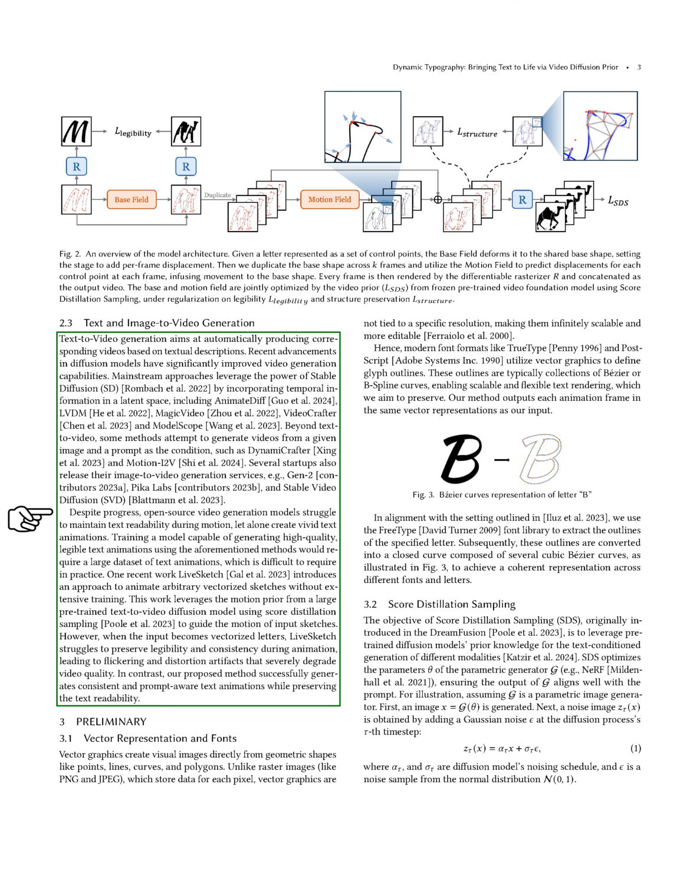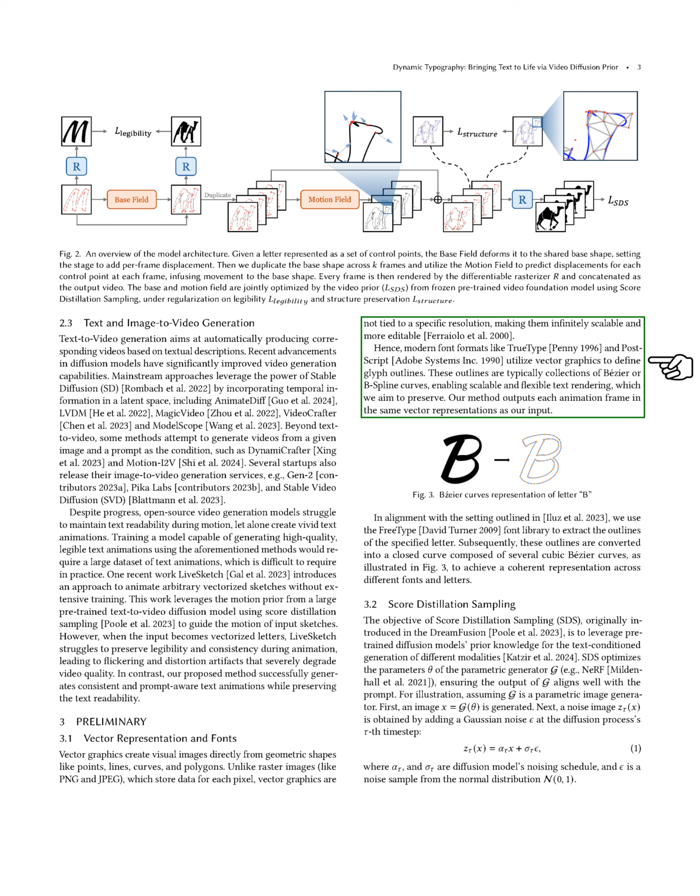Training a model to generate high-quality, readable dynamic texts would require a large dataset, which is often hard to obtain. One recent work, Live Sketch, focuses on animating vectorized sketches without extensive training. However, when dealing with vectorized letters, Live Sketch struggles to maintain legibility and consistency during motion. In contrast, our method excels in generating consistent and prompt-aware dynamic texts while ensuring text readability. When it comes to vector representation and fonts, vector graphics create visual images using geometric shapes, allowing for infinite scalability and editability.